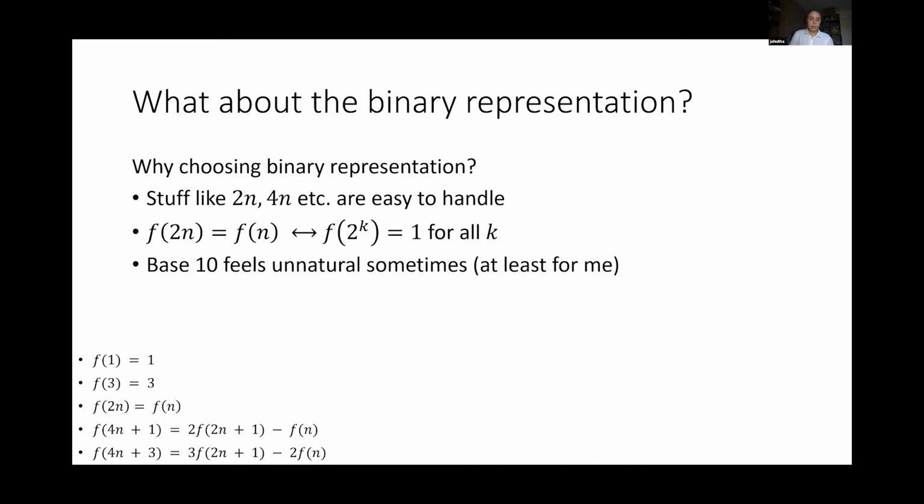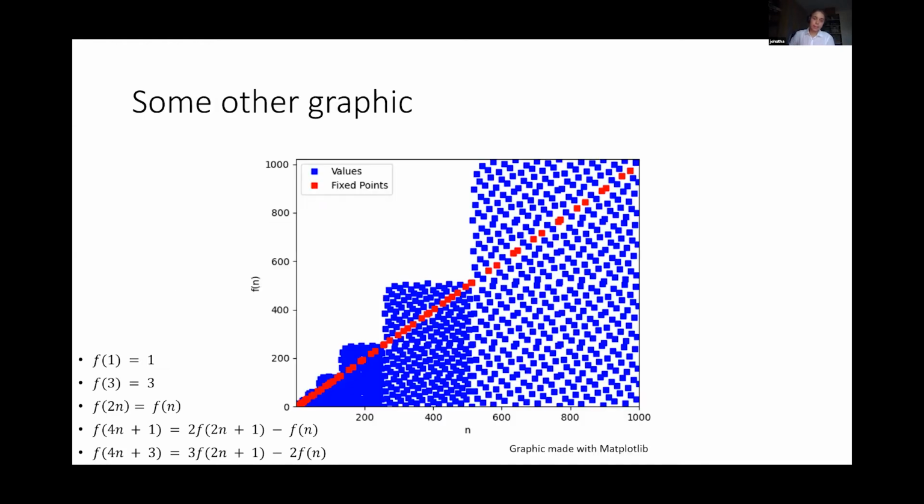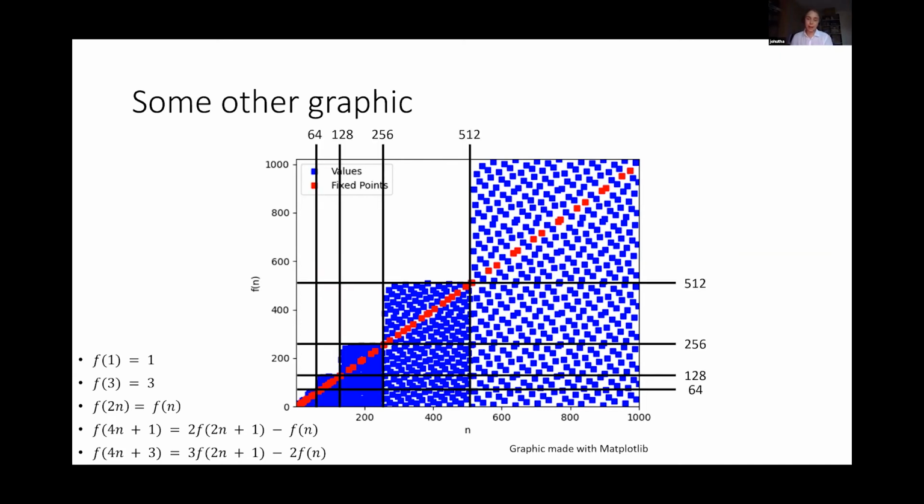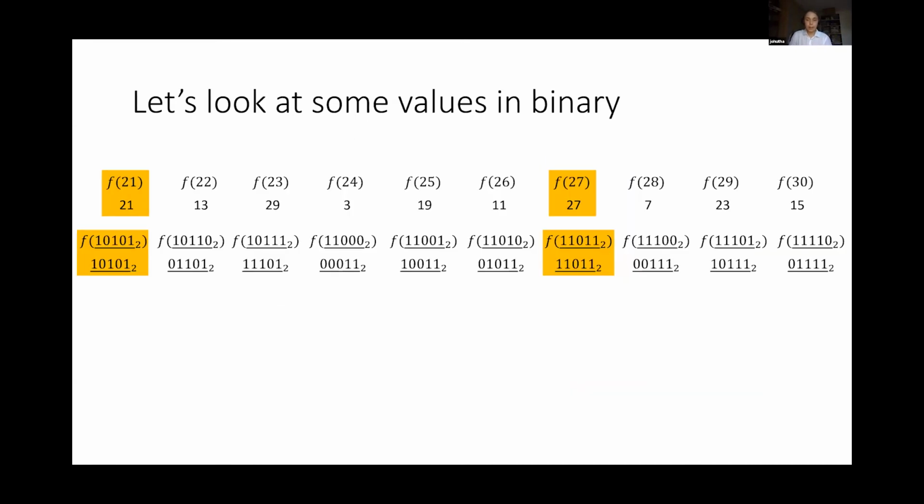And for me, base 10 feels unnatural sometimes. The last clue is probably something you wouldn't do at an IMO exam: if you look at the first 1,000 values of the function, we clearly see that this is somehow related to powers of 2. So we found another perspective, but this doesn't mean we know what the function is actually doing. I wrote the values for you in binary representation, and I'll let you look at them again to see if you find a pattern.